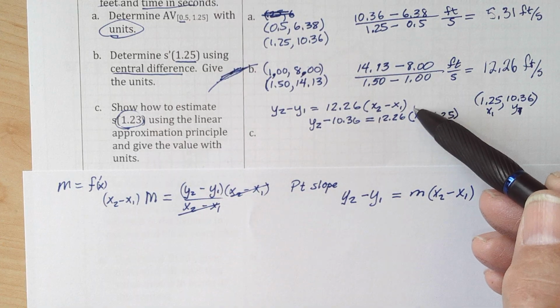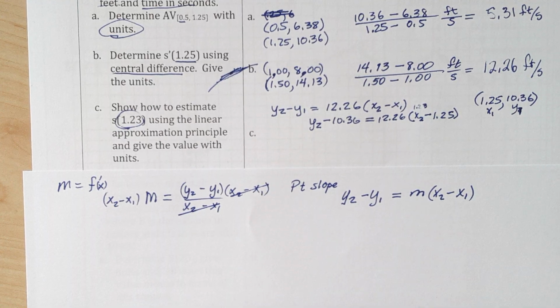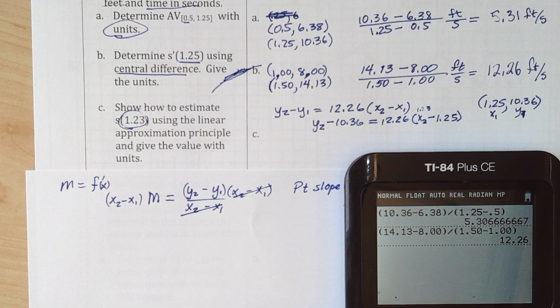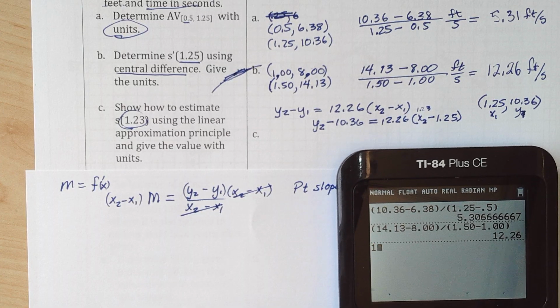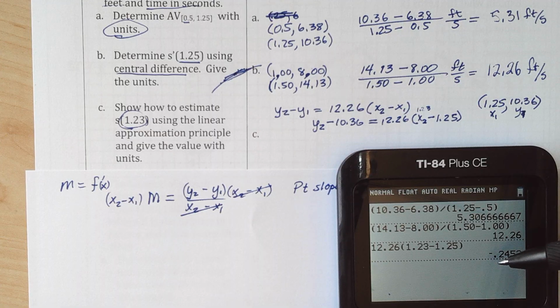So we put in 1.23. And if we do that, we get 12.26 parentheses 1.23 minus 1.25. And on this side of the equation, we get minus 0.2452.